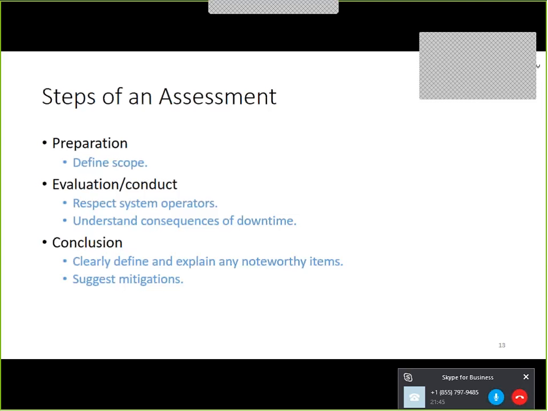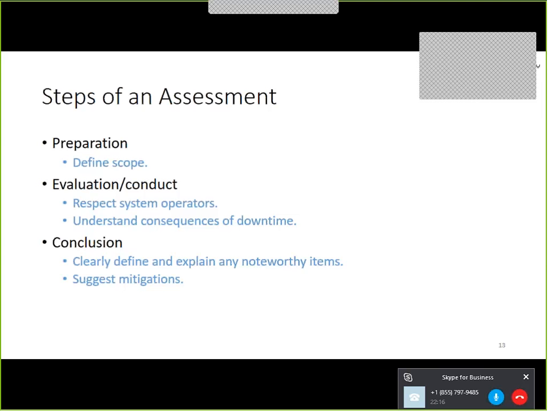So evaluation and conduct, so one is respect the system operators. In other words, the people that are running the system are your utmost concern. You're not there to cause havoc. You're not there to denial of service their system and make them scramble, right? Unless that's in your scoping. You need to remember that you're there to help them, not to point out their faults and say, you guys suck. You're there to support them, help them, and say, all right, here are some things that you did wrong. Here's some things you can do to improve that.